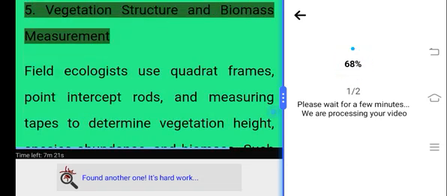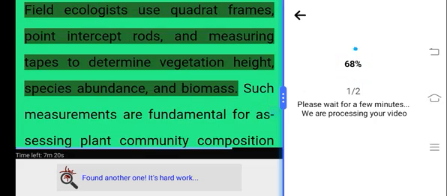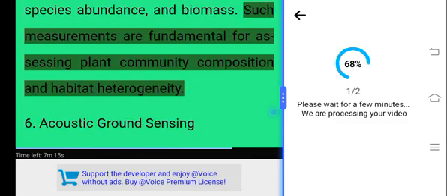5. Vegetation structure and biomass measurement. Field ecologists use quadrat frames, point intercept rods, and measuring tapes to determine vegetation height, species abundance, and biomass. Such measurements are fundamental for assessing plant community composition and habitat heterogeneity.